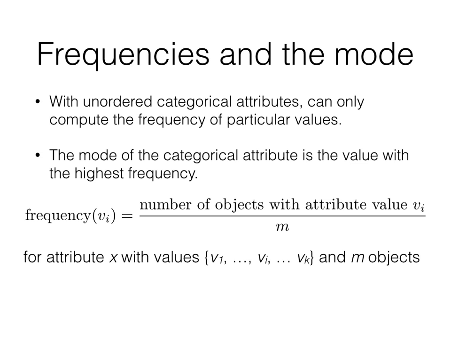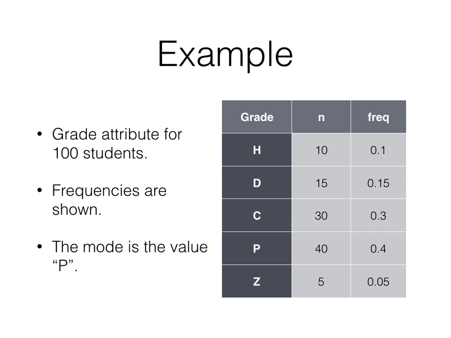And you can see that the first formula underneath that is the frequency of value v sub i is the number of objects in the data set that has that value divided by the number of objects. And the mode is the attribute value that has the highest frequency in the data set. So let's have a look at an example.